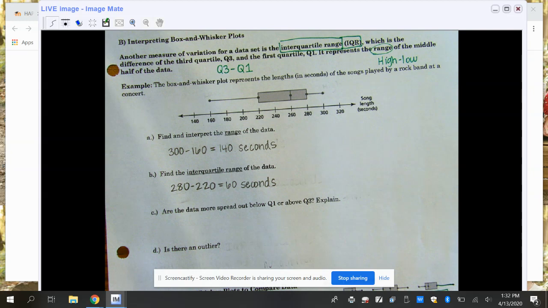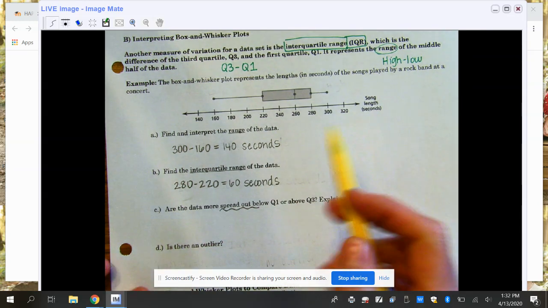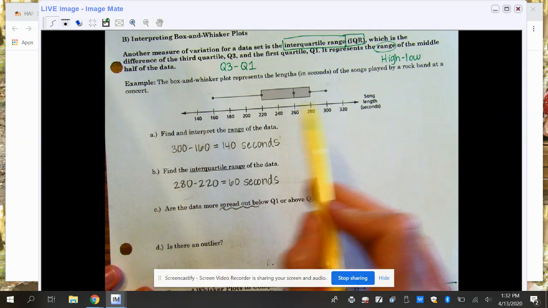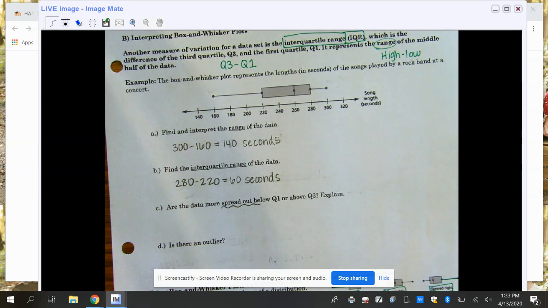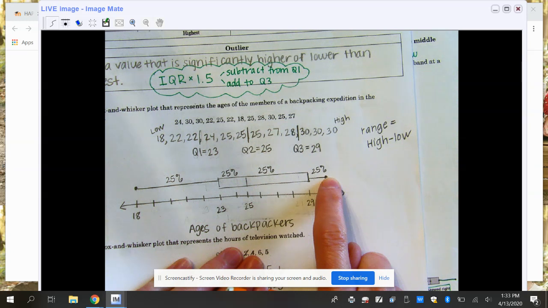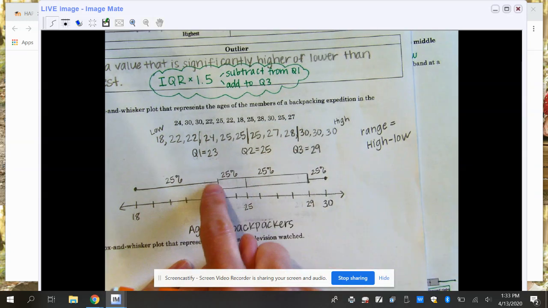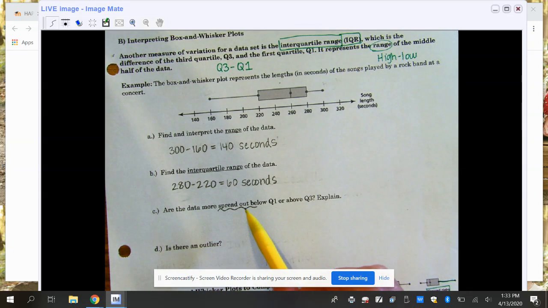Okay. And so if you're looking now, are the data more spread out below Q1, so that would be this section right here, or above Q3? So whenever you're talking about being more spread out, you're analyzing those ranges. So if you have a smaller range, like we did here, our whisker was shorter. So that means that our range wasn't as big as it was down here. So we're essentially looking for, where is our data the most spread out?